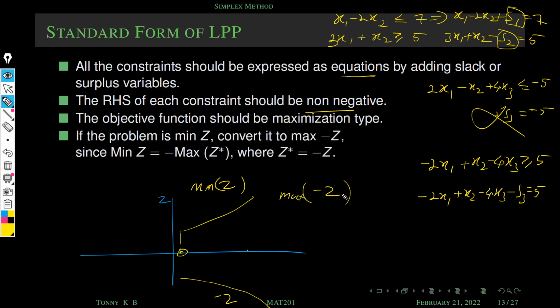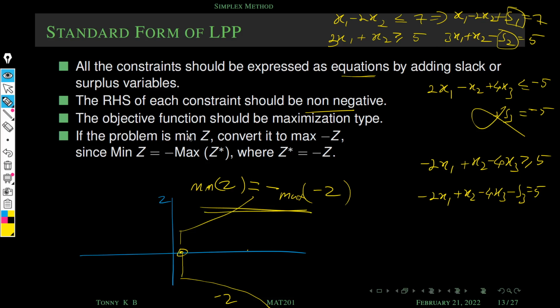Okay. So maximum of minus z is obtained at this point. Then what about this maximum of minus z? That is this height. We have to find this height. So what is the relation? You simply take the negative. So minimum of z is equal to minus of maximum of minus z. Anyway, this is the reason behind this conversion.